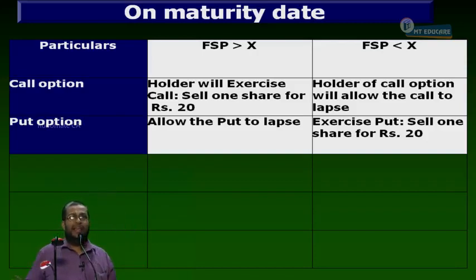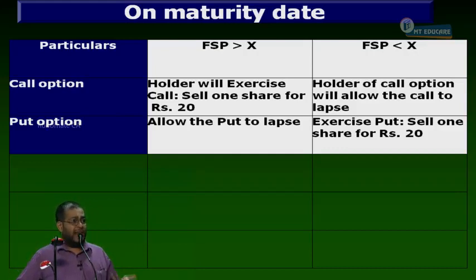Stop writing and tell me, whatever may be the FSP, more than X or less than X, I will always what? Sell the share, and how much do I get? 20. Can I sell at 21 or 19 rupees? No. I will not sell at 21 because I am a writer of a call. I am forced to sell at 20. Right or not?